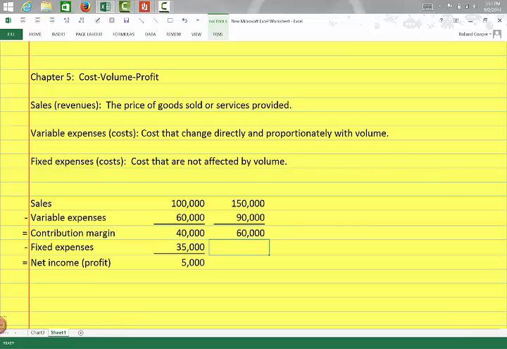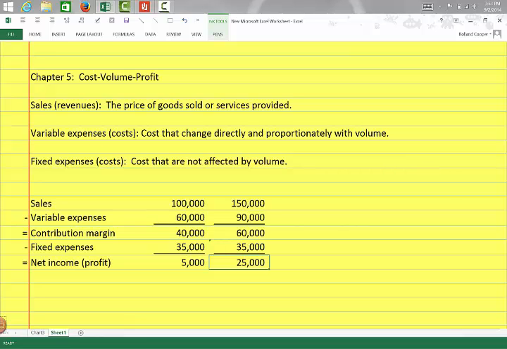Now, since the only thing that changed here was volume, the level of sales, I'm going to assume that fixed expenses remain the same. So my new level of net income is 60,000 in contribution margin minus 35,000 in fixed expenses. That gives me 25,000. So sales increased by 50% and net income increased by a whole lot more than that, from 5,000 up to 25,000.